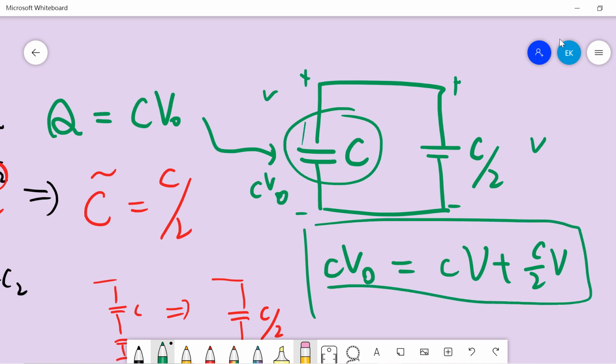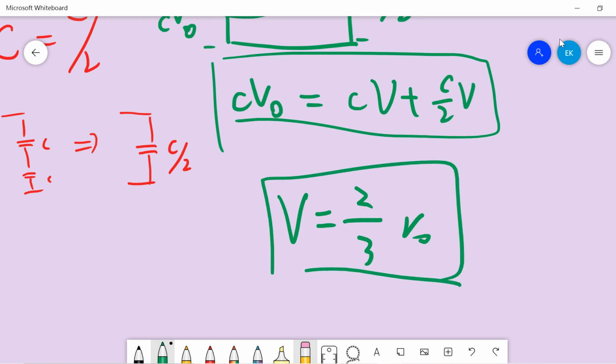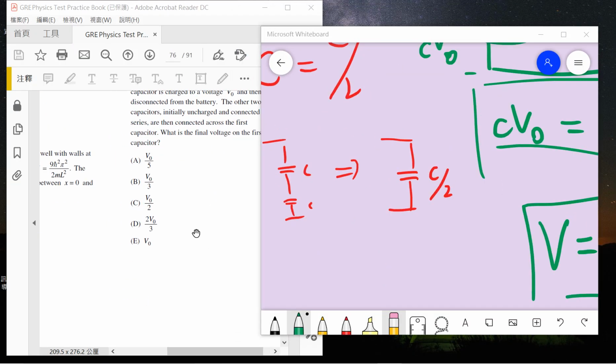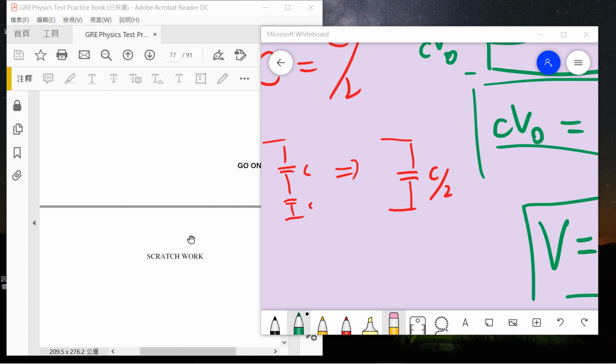Okay, so now you can view these two as parallel. So you can solve that V is 2/3 V0. That's it. Done. So 2/3, the answer is D. The answer is D.